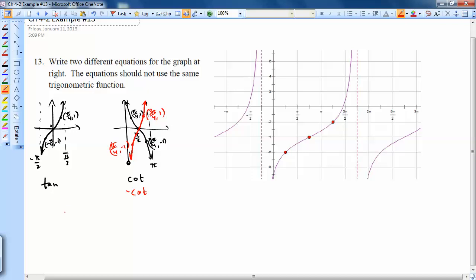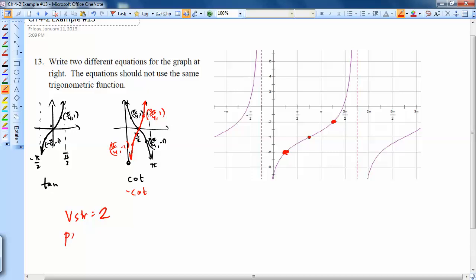My vertical stretch, normally, if I'm looking at where the 1 and negative 1 are, that's a span of 2, but right now I'm going from negative 2 here to negative 6 here, so that's a span of 4. So my vertical stretch is really by 2.